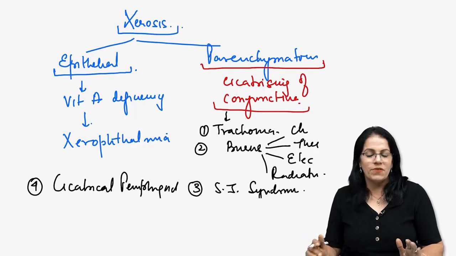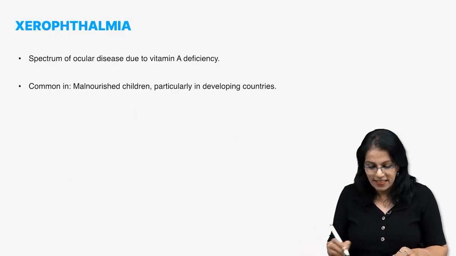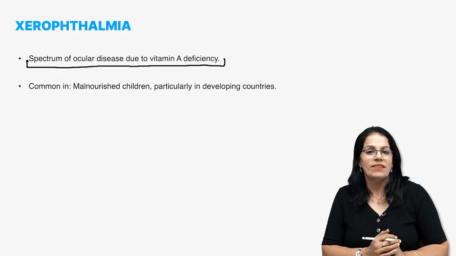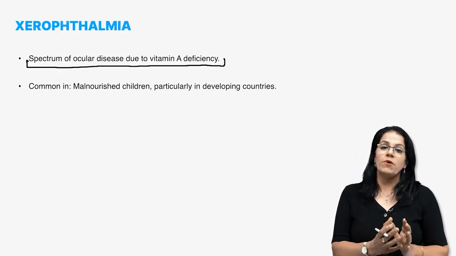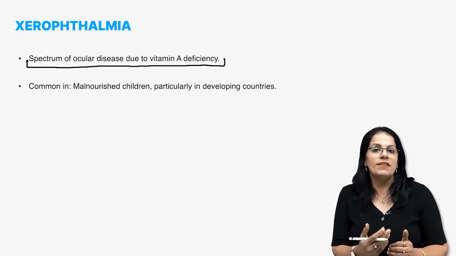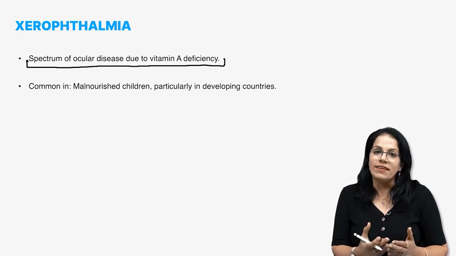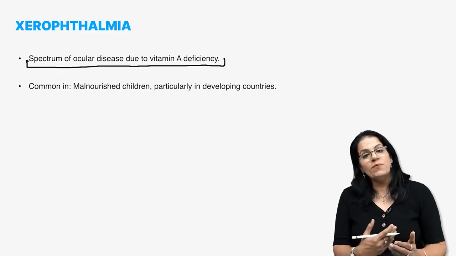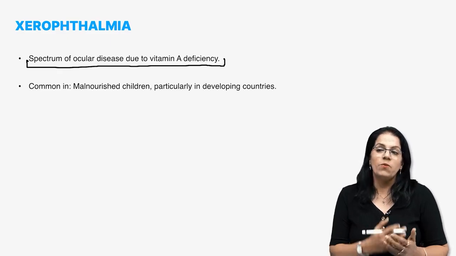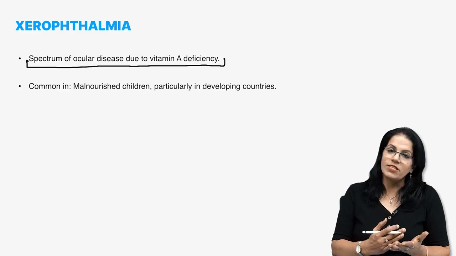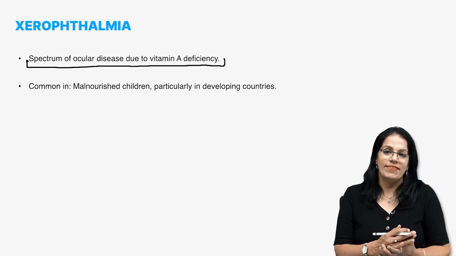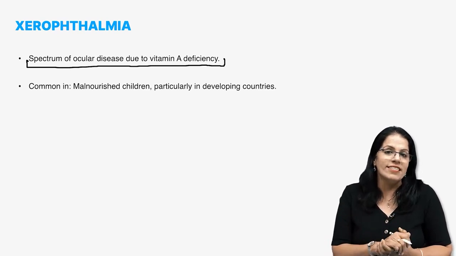Now, let us talk about xerophthalmia. How do you define it? It is a spectrum of ocular disease due to vitamin A deficiency. Let us think together. Vitamin A is a very important component of rods, right? So, initially what happens is difficulty in night vision, that is nyctalopia, night blindness. It is also a very important component for the health of epithelial lining of conjunctiva and the cornea. So, what happens when there is a deficiency is first the rods are affected, then the conjunctival epithelium, then the corneal epithelium, right? And finally, there are fundus changes.